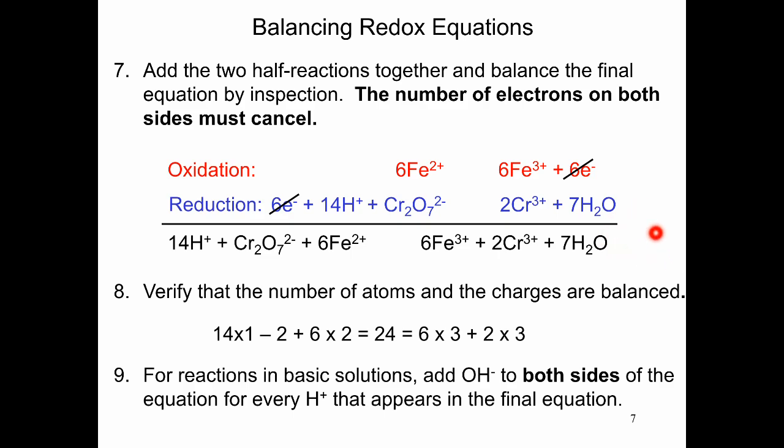That is not cancelled out. So you will have 7 water molecules on this side and another 7 on this side, so you can cancel out the water. So the reaction, if you convert it to a basic reaction, you will have dichromate plus 6 Fe2+ to form 6 Fe3+, 2 Cr3+, plus 7 hydroxide instead of water.